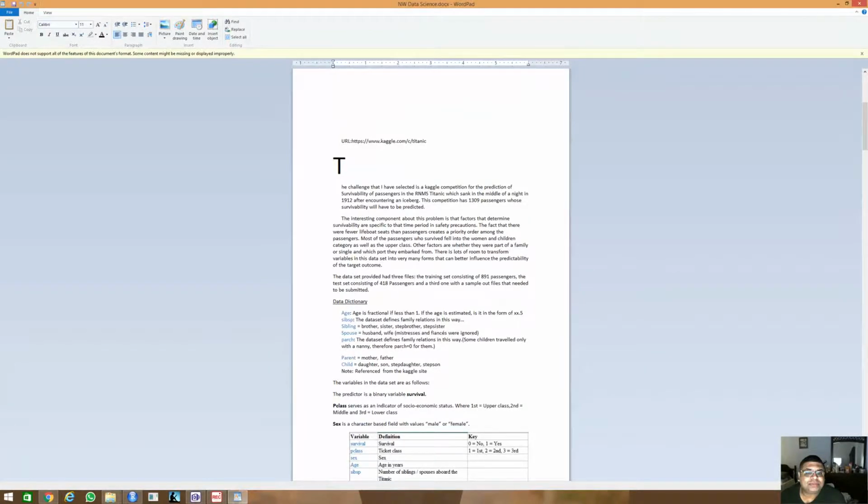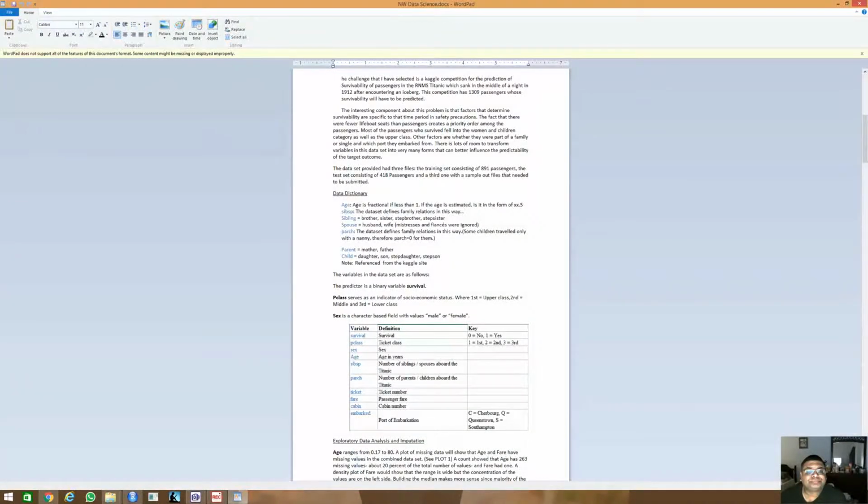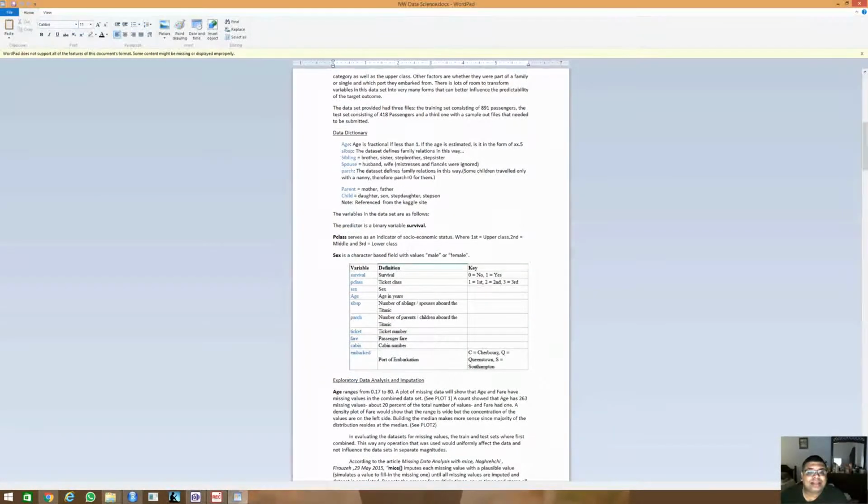The data variables available were age, number of siblings or spouses aboard, the Pclass or passenger class being first, second, or third, the gender, the number of parents or children aboard the Titanic, the ticket number, the fare, the cabin number, and the port of embarkation, either Cherbourg, Queenstown, or Southampton.